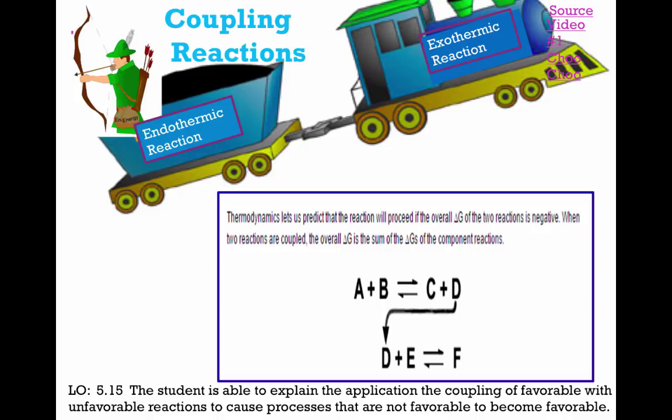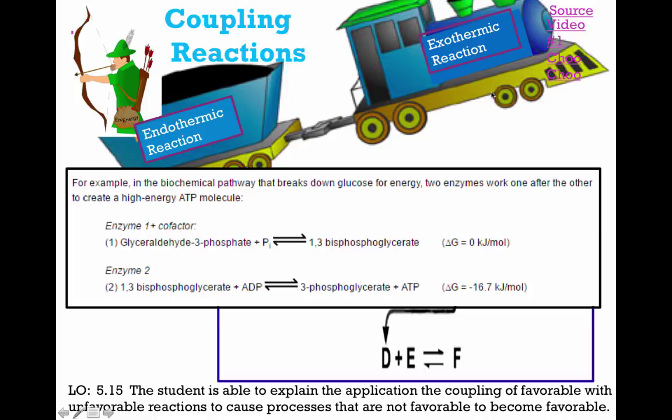And so when you have a very favorable reaction, like the top of that little train up there, and you connect another typically unfavorable reaction with it, that's called coupling, right? Couple is 2. So that would then allow this unfavorable reaction to become favorable because this endothermic reaction is kind of piggybacking off of the excess energy from this exothermic reaction.